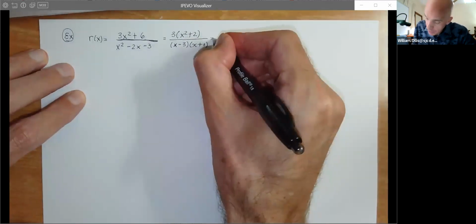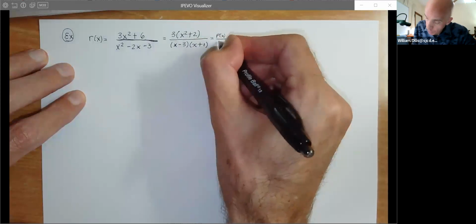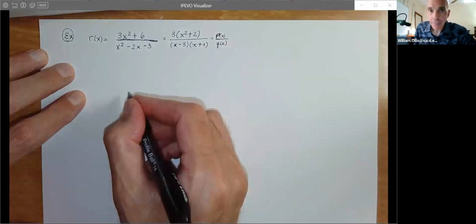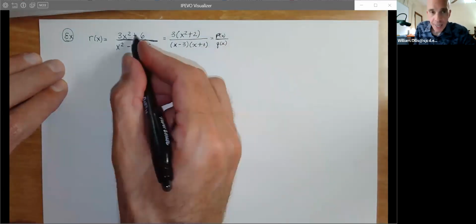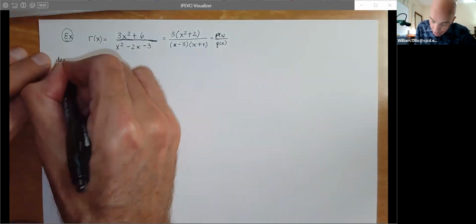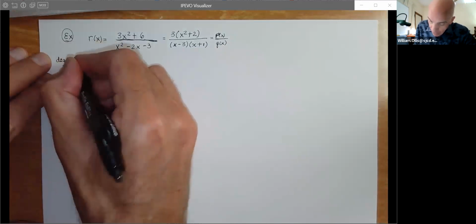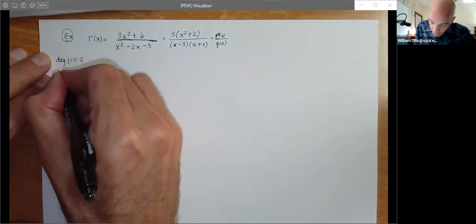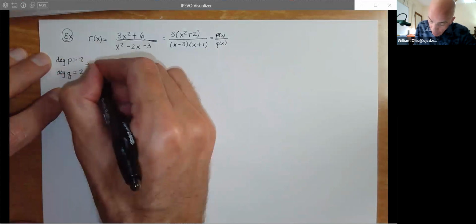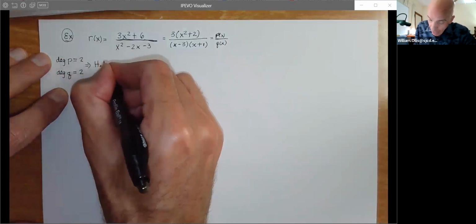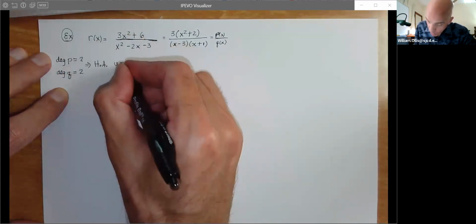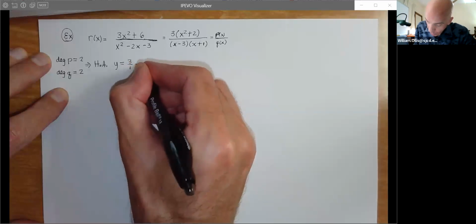So again, we can think of this as P of x over Q of x. And now, just looking at it from the standpoint of degrees, we see degree of P equals 2, degree of Q equals 2. So this implies a horizontal asymptote. And we just do the ratio of leading coefficients. So we can just look right here. So y equals 3 over 1, or 3.